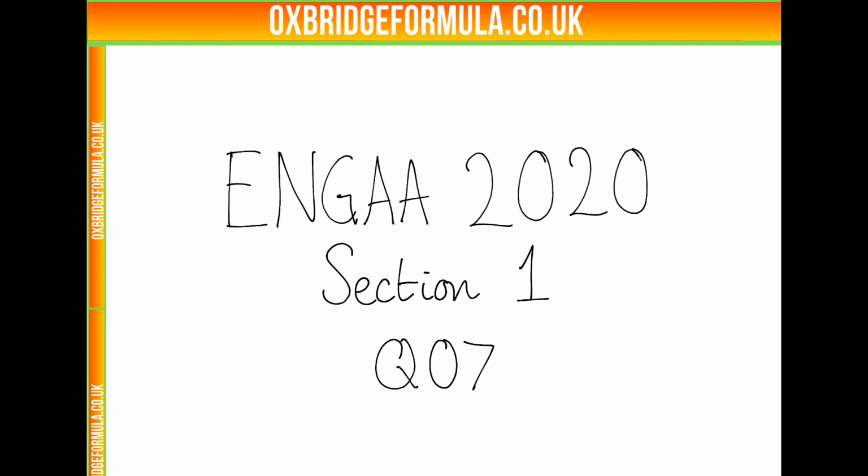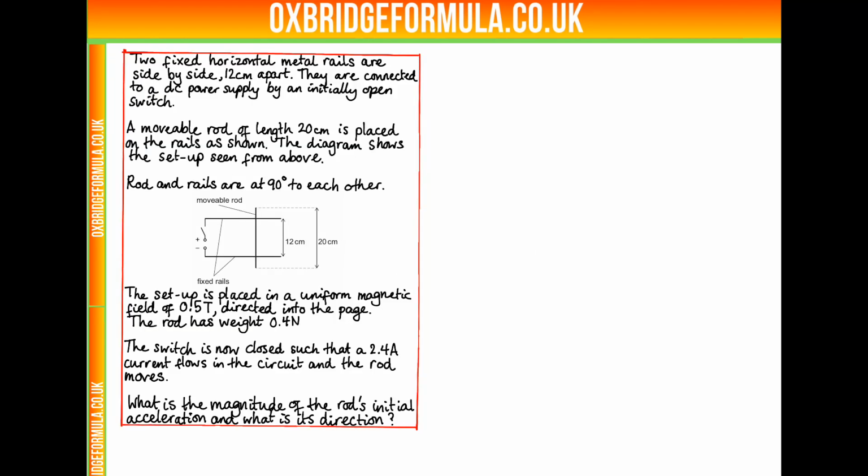This question is taken from the ENGAA 2020 section 1 paper, and it is question 7. The question reads: two fixed horizontal metal rails are side by side 12 centimeters apart. They are connected to a DC power supply by an initially open switch. A movable rod of length 20 centimeters is placed on the rails as shown.